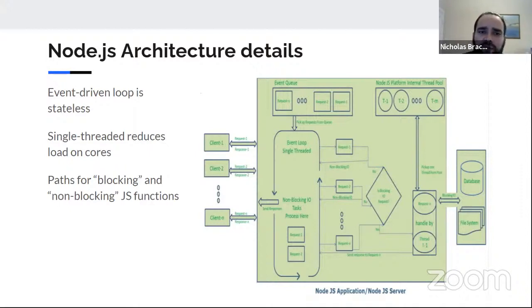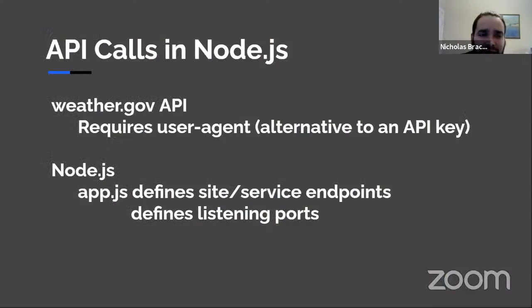So the title of the presentation today is API calls in Node.js. We're not just here to talk about Node.js and its architecture, we're using it to do something. And I used this Weather.gov API. A little about me, I recently finished a master's program where me and a team were working on providing useful information to firefighting teams. And this is one of the APIs that we explored.